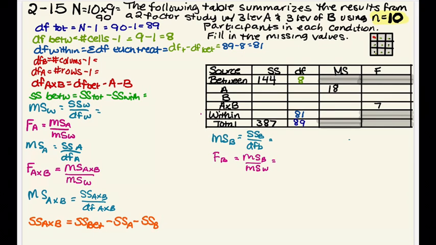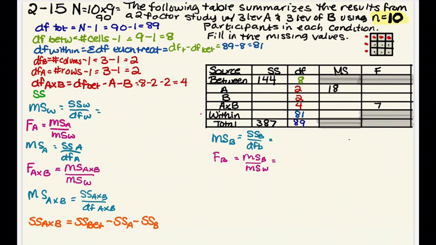The degrees of freedom for factor B is the number of columns minus 1. Here we have 3 columns, minus 1 gives us 2. Likewise, our degrees of freedom for factor A is the number of rows minus 1, which will also be 2. The degrees of freedom for the interaction is the degrees of freedom between minus the degrees of freedom for factor A minus the degrees of freedom for factor B.